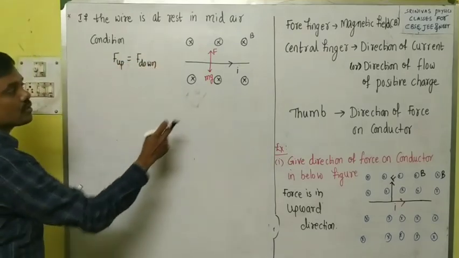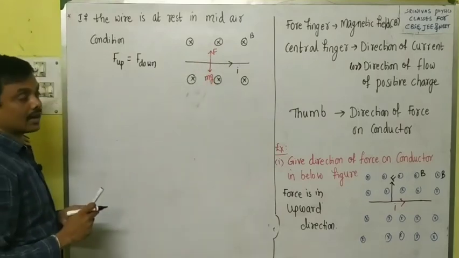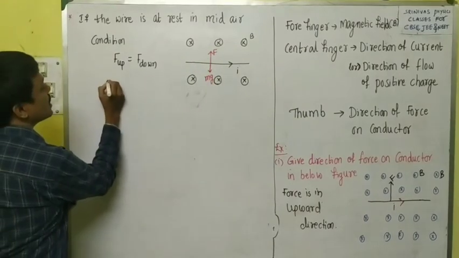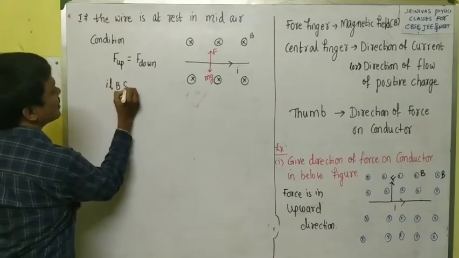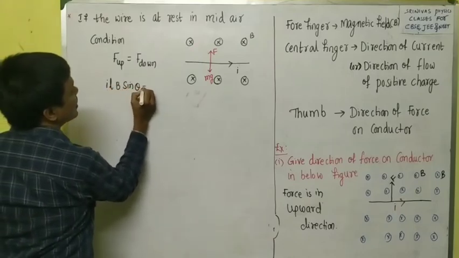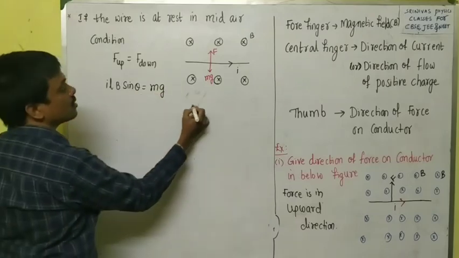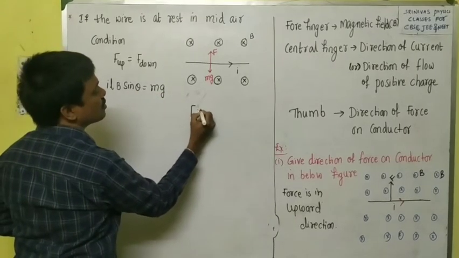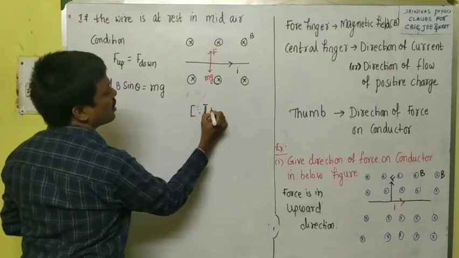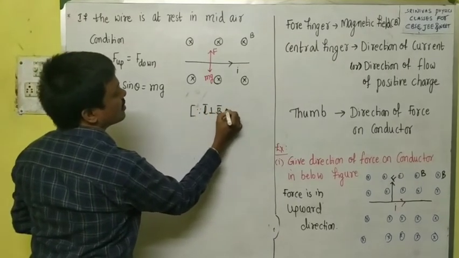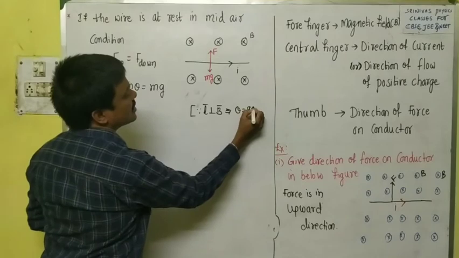What is the upward force? Upward force is the force on the current carrying conductor. That is ILB sine theta. Downward force is mg. But sine theta, theta is what? The L is perpendicular to B. Is it right? L bar is perpendicular to B bar. That's why theta is 90 degrees.